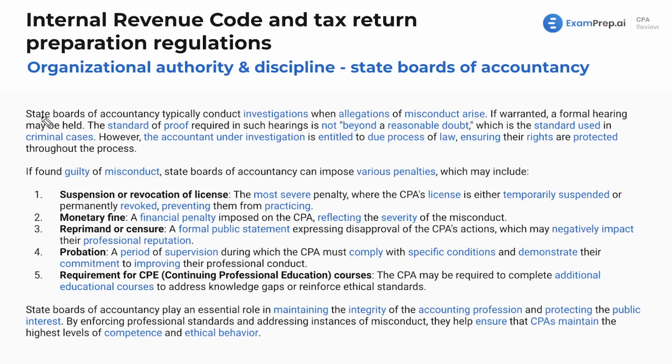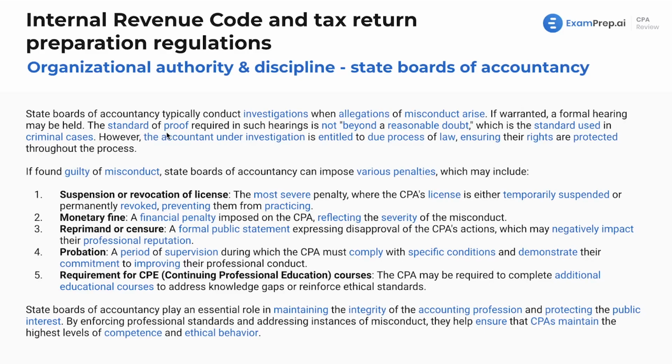Diving more into these state boards of accountancy, they typically conduct investigations when allegations of misconduct arise. They are going in, enforcing, making sure that everyone is following the rules, that no one is taking their CPA license and doing anything bad with it. If warranted, a formal hearing may be held.